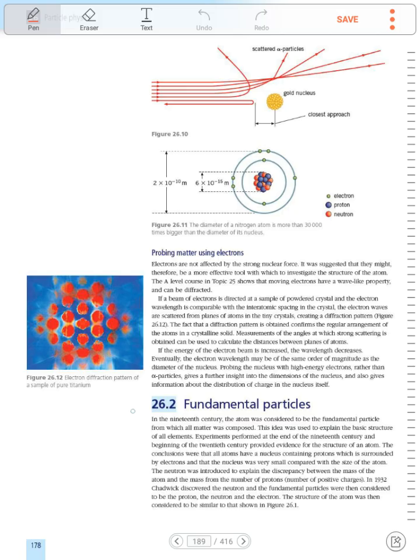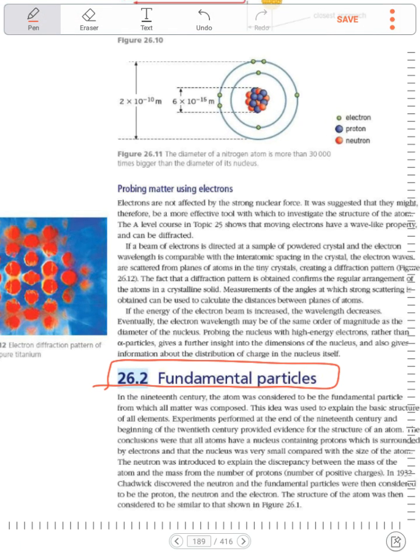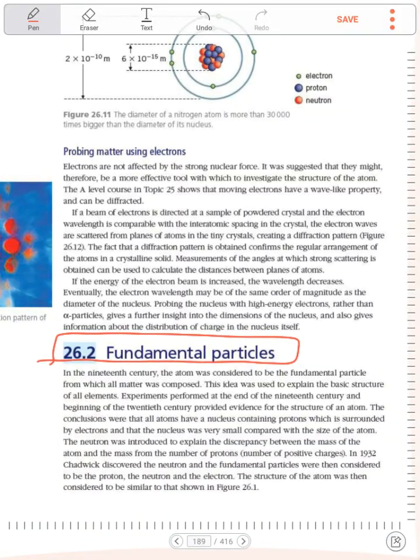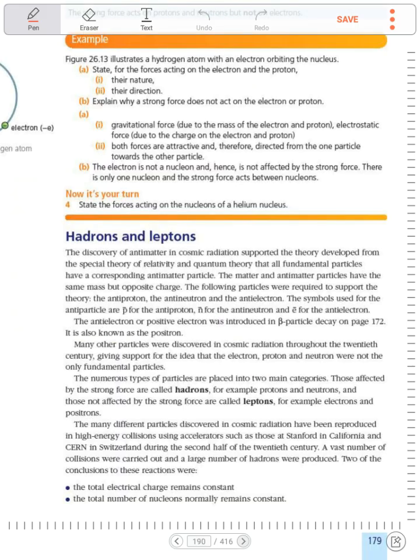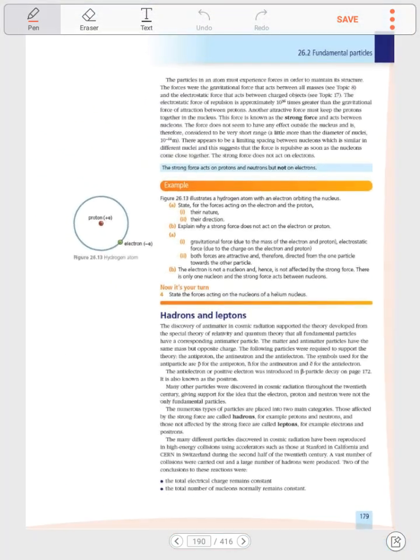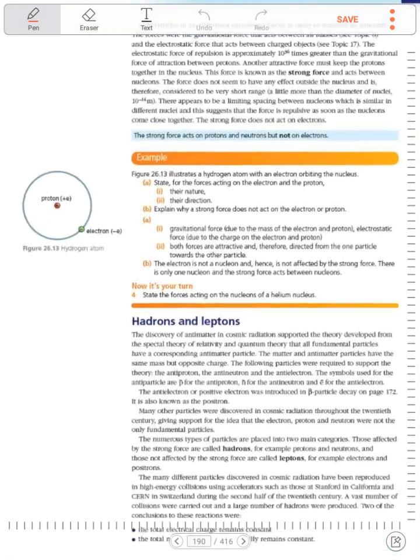Now, what are the fundamental particles? The fundamental particles are the smallest particles inside the nucleus. The positive charge or the electron charge is not the smallest part in the nucleus. We have particles smaller than it, okay?